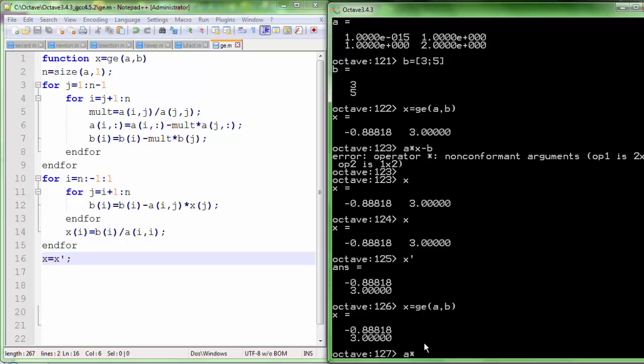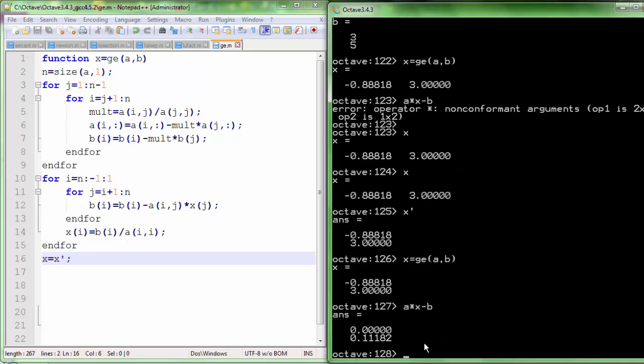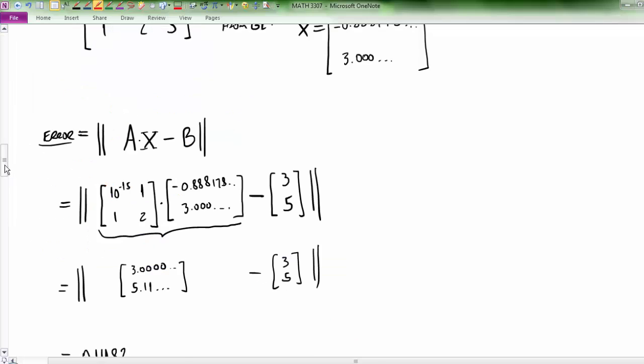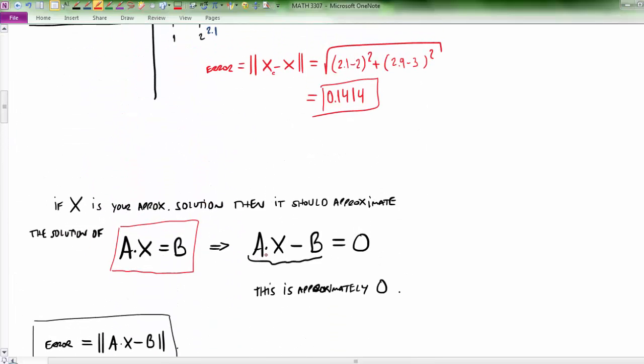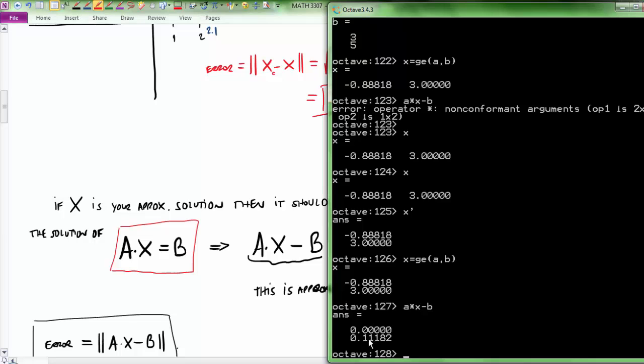All right, A times x minus b. So notice that the solution x is not quite a good solution, because if the vector x was an exact solution, then when we multiply A times x and subtract b, we would get a column with zeros. And we don't get that. We get 0 and then 0.11. So this solution here that we got is not a very good one.